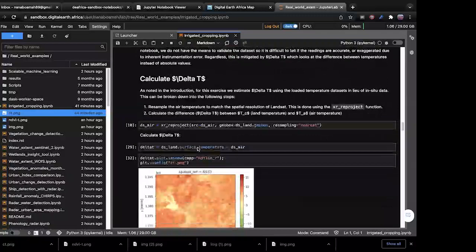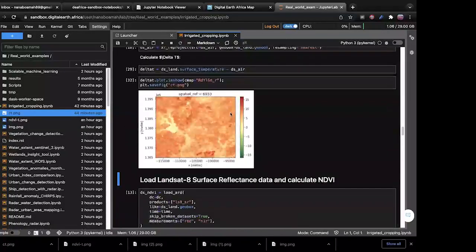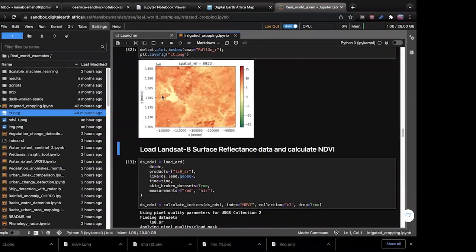Then from there, you will calculate the change in the surface temperature. So the delta T is where we calculate the change between the surface temperature and the ERA5 air temperature. Then the result is plotted out from here. As you can see, areas with higher values are mostly dryland areas, and areas with lower values are areas with water. That means the delta T is very low within those areas. As you can see where my mouse is moving, that side is actually water, so it's at a low value for that particular area.